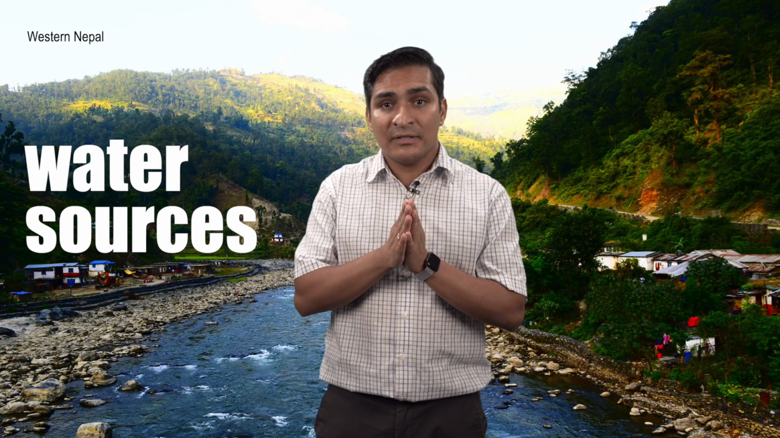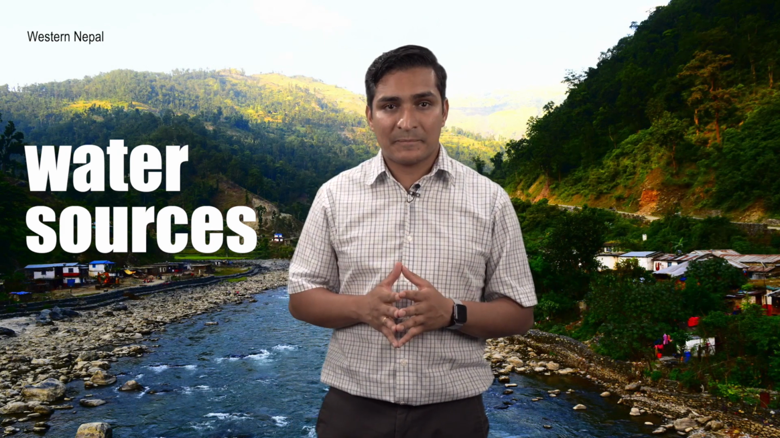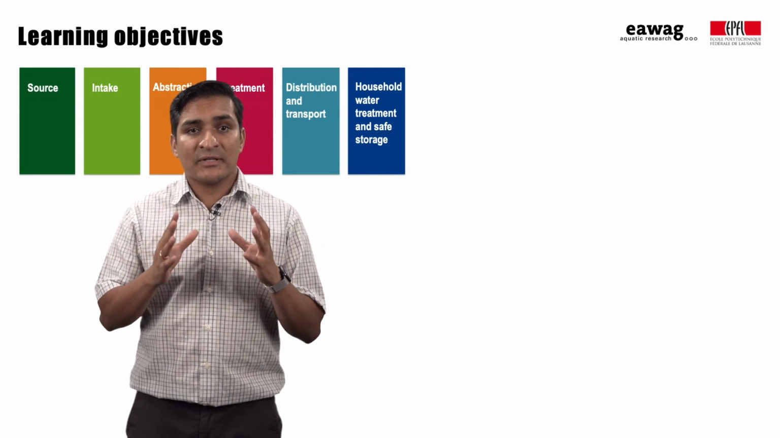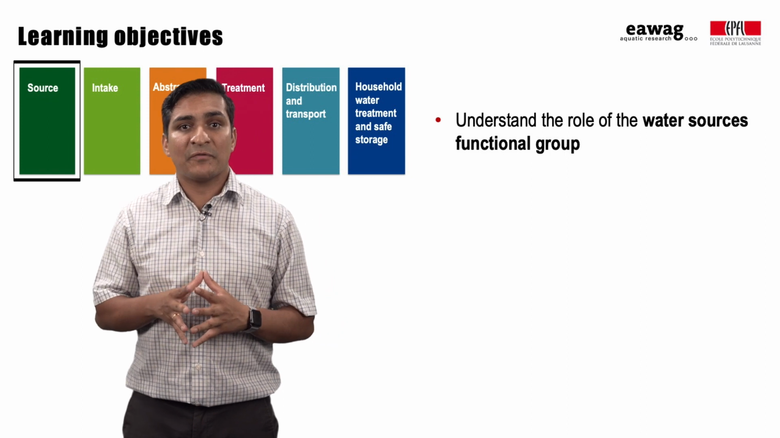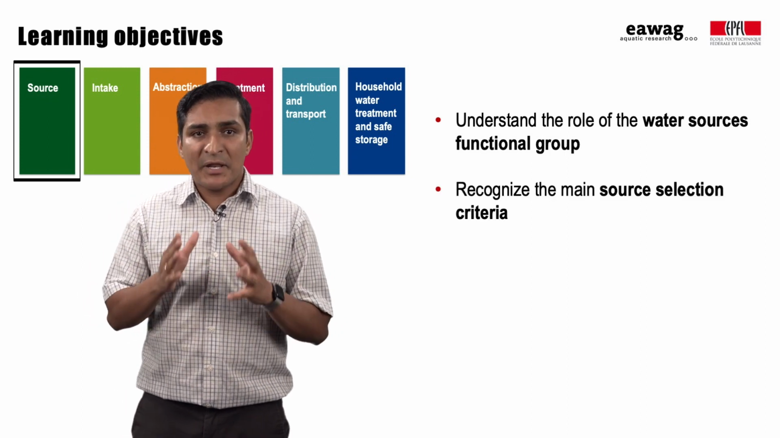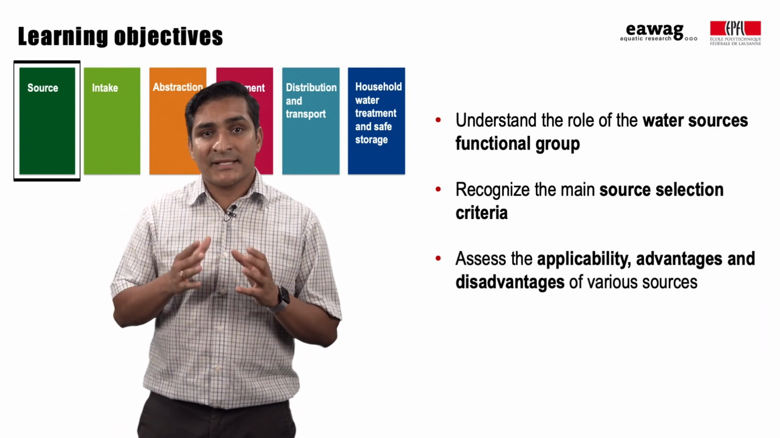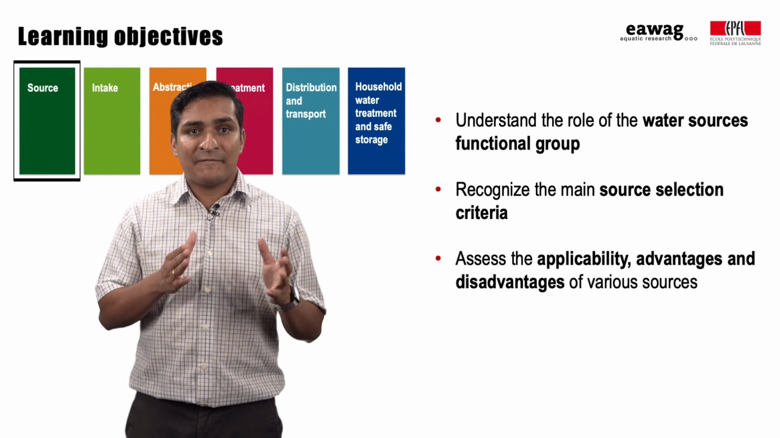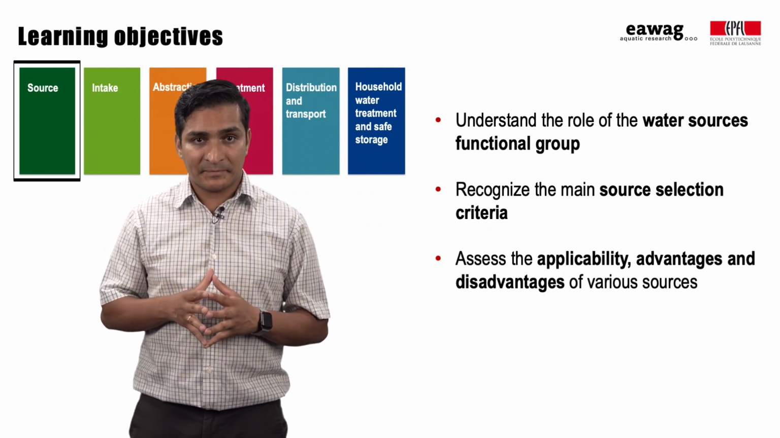In this module, we'll take a closer look at the different sources of this 1% water that are available for everyday needs. After watching this module, you'll understand the role of the water sources functional group, the first functional group of water supply system. You'll also recognize the main water source selection criteria and be able to assess the applicability, advantages, and disadvantages of different water sources.